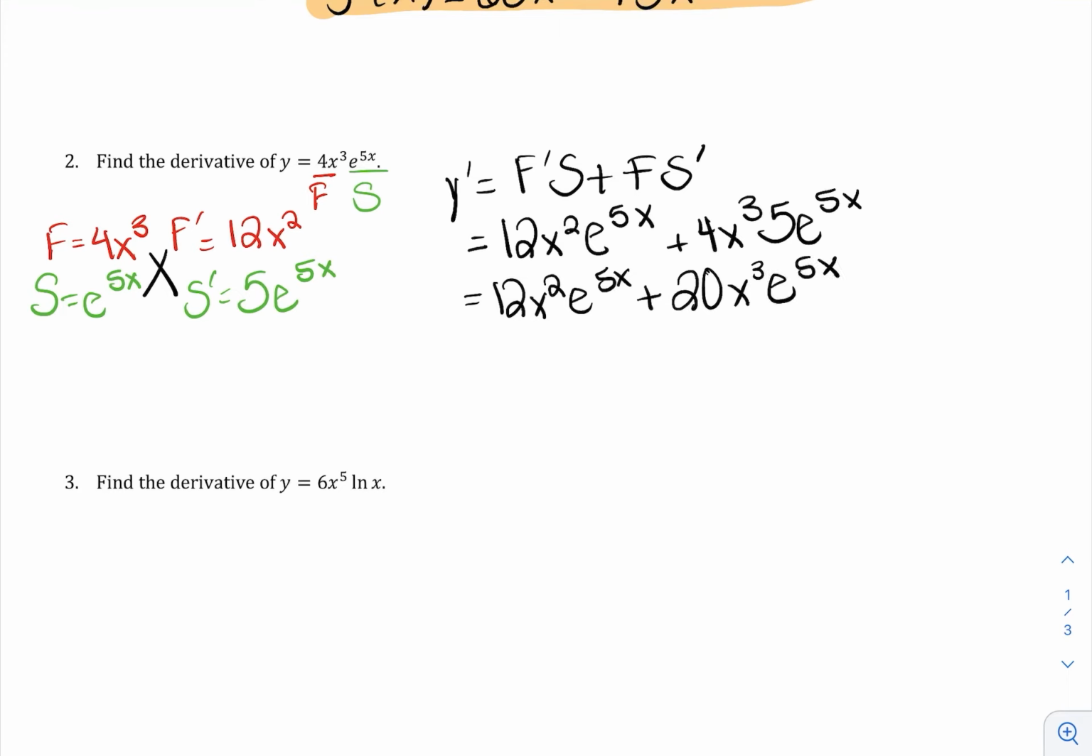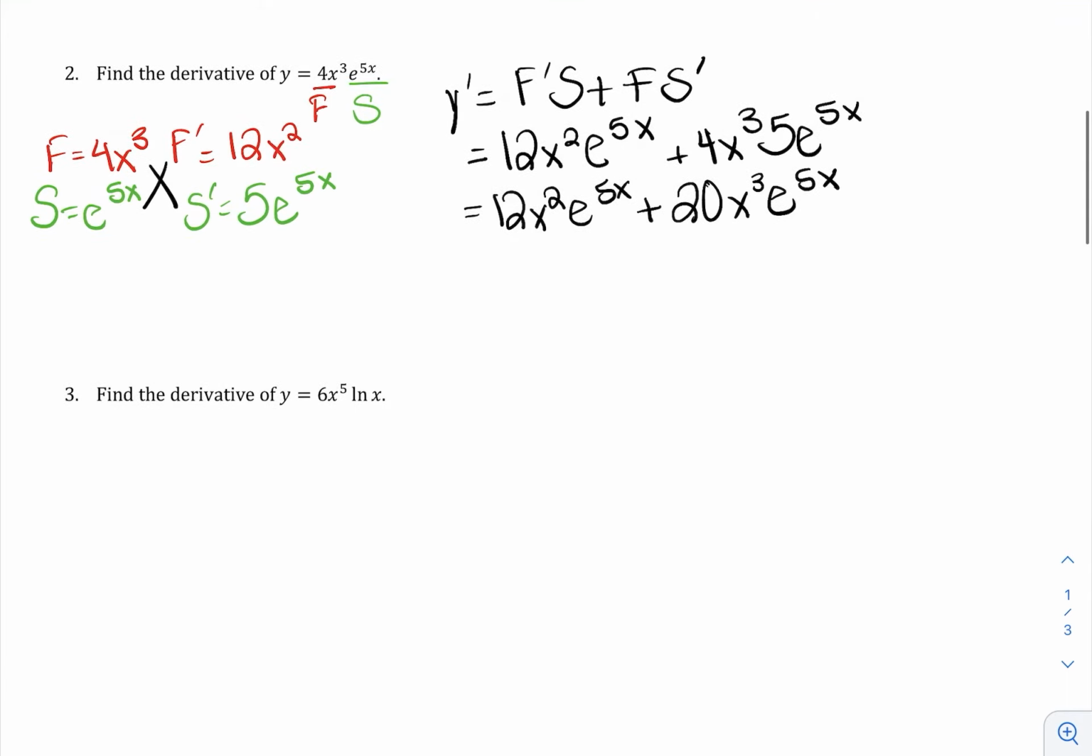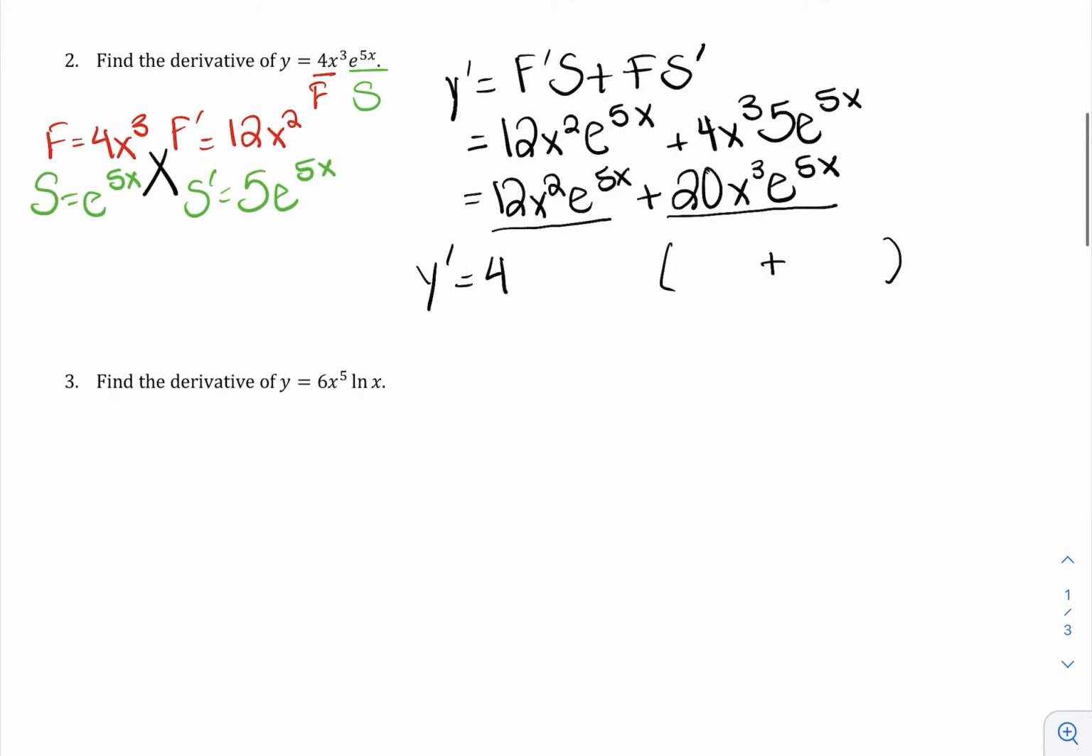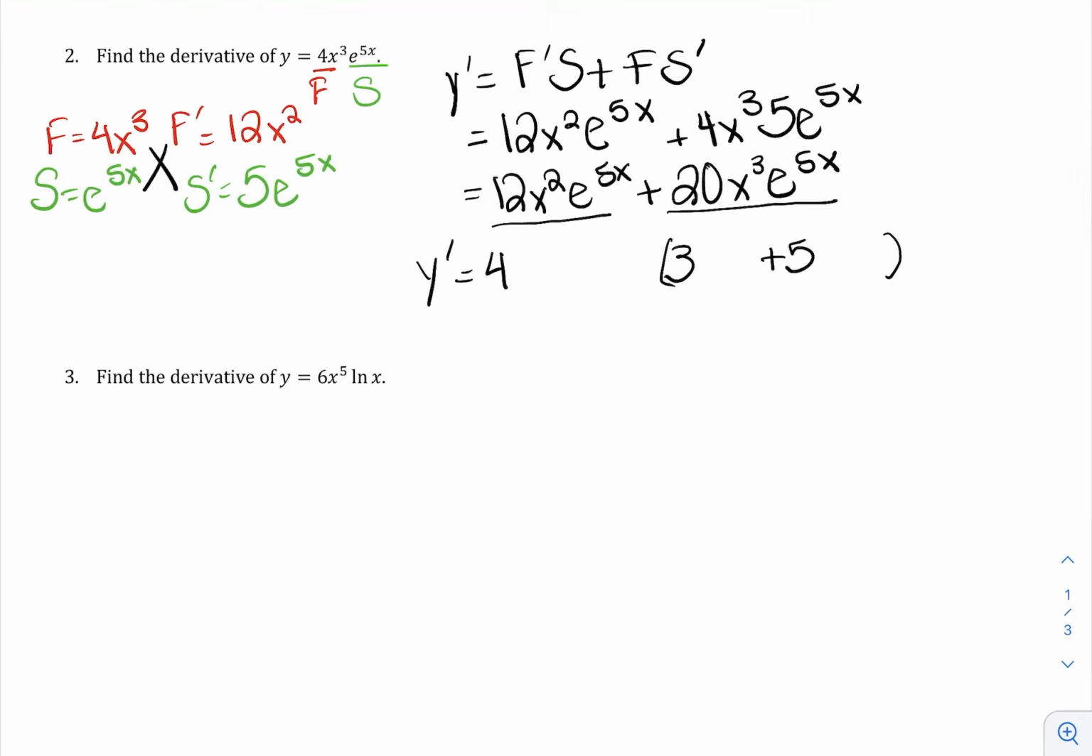But this can be factored because they both have a greatest common factor. So this would be term 1, and this would be term 2. So you're going to see what you can take out from both of them. From 12 and 20, I always do the numbers first. 12 and 20 share a common factor of 4. And then here you're going to have your leftovers separated by plus. So if I take out a 4 from 12, I'll be left with a 3. And 4 from 20, I'll be left with a 5.